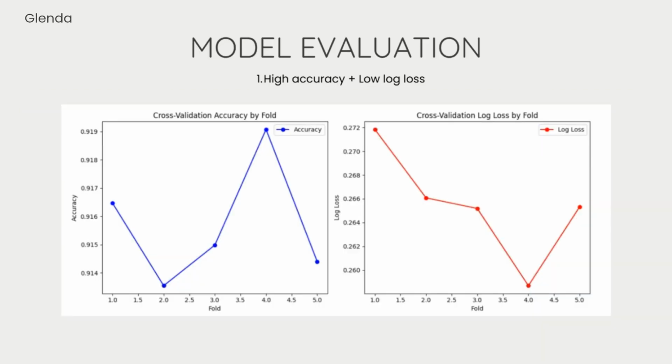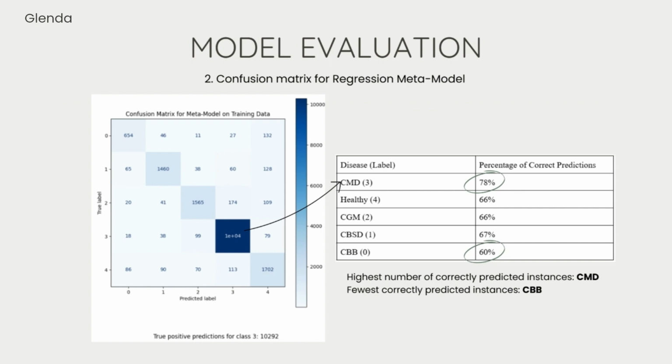In evaluating our model, we went beyond the Kaggle ranking and incorporated additional metrics for deeper insights and comparison with existing research. Firstly, high accuracy and relatively low log loss across cross-validation folds affirms the model's reliable performance. Secondly, this confusion matrix further reveals that CMD, the most prevalent class, achieved the highest prediction accuracy at 78%. On the other hand, CBB, with fewer samples, had the lowest accuracy. Interestingly, misclassifications were most common between CGM and CMD, with 189 instances, as this is likely influenced by the model's bias towards CMD. These findings underline both the strengths and limitations of our approach.